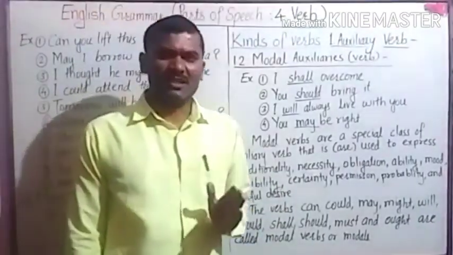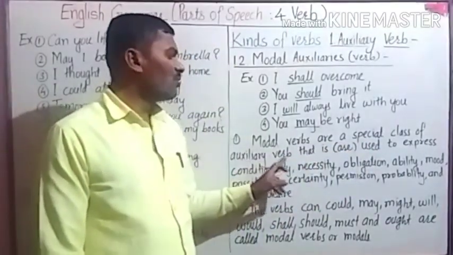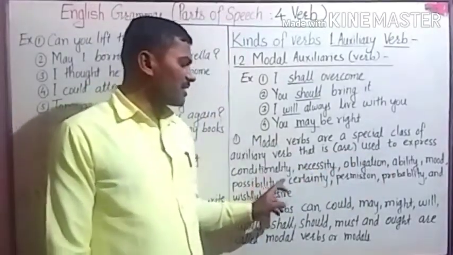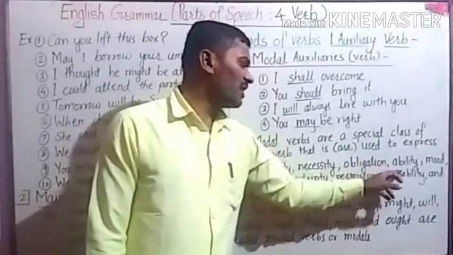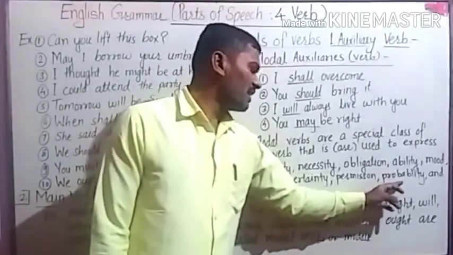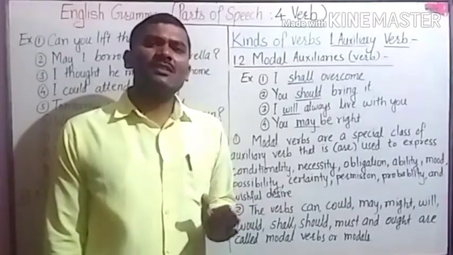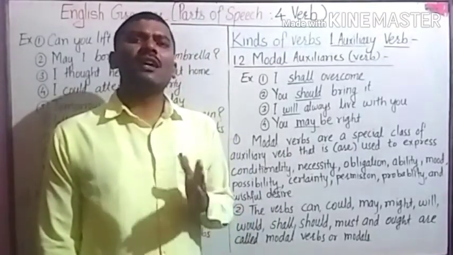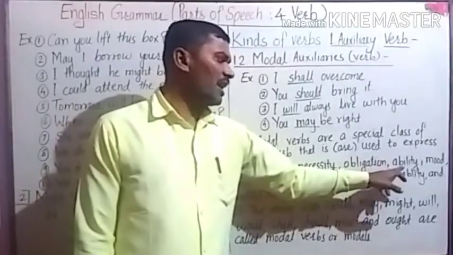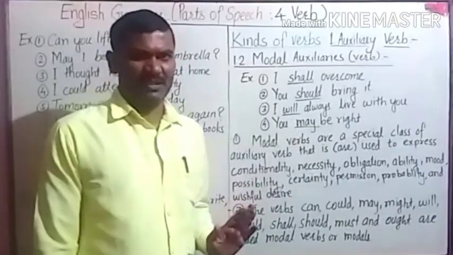What is modal auxiliary? Modal verbs are a special class of auxiliary verb that is used to express conditionality, necessity, obligation, ability, mood, possibility, certainty, permission, probability, and wishful desire. It means modal auxiliaries are such helping verbs which are used to show condition, necessity, obligation, ability, mood, probability, permission, certainty, and possibility.